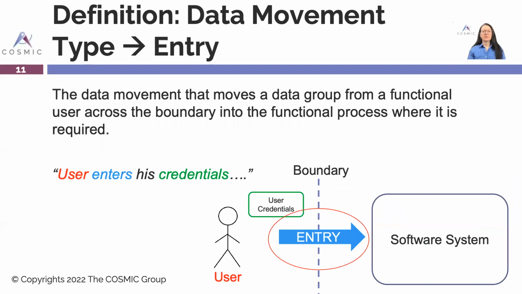The entry definition: the type of data movement that is called an entry is a data movement that moves a data group from a functional user across the boundary into the functional process where it is required. So for that entry data movement, let's take an example. The user enters his credentials. The user credentials is the data group. The entry is the user typing his credentials. That's an entry. And credentials may more likely have 2 different attributes, user code and password.